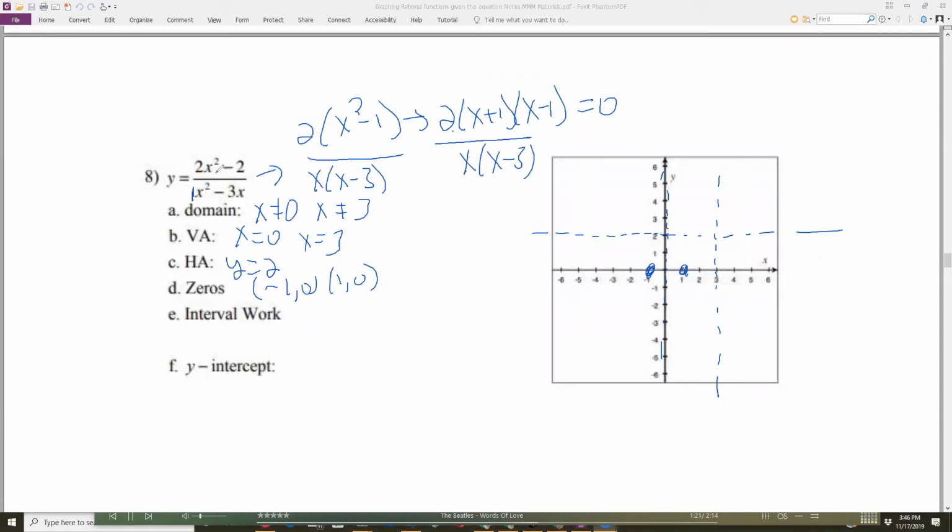Y-intercept, if I drop in 0, doesn't that give me negative 2 over 0? So there's none. There's no y-intercept. So how do I fit all this in? Well, let's see. I know it's got to approach there. I approach the horizontal asymptote. It's going to come down through the x-axis, and then it's going to approach that vertical asymptote at x equals 0. And there is a vertical asymptote at x equals 3, right?